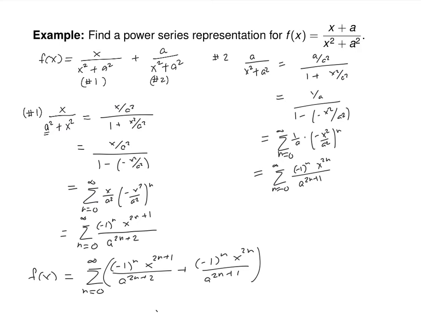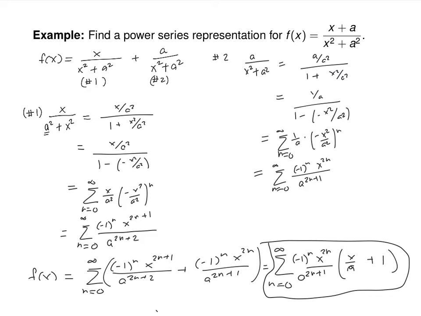You can simplify this slightly by factoring out the greatest common factors. So obviously there's a negative 1 to the n in common. There's an x to the 2n in common as well. And there's also an a to the 2n plus 1 in common. When you factor that out, you're left with x over a plus 1. So there is your final answer. If you want to convince yourself that that's correct, you can just redistribute that, and you should see that the powers all match up as they should.